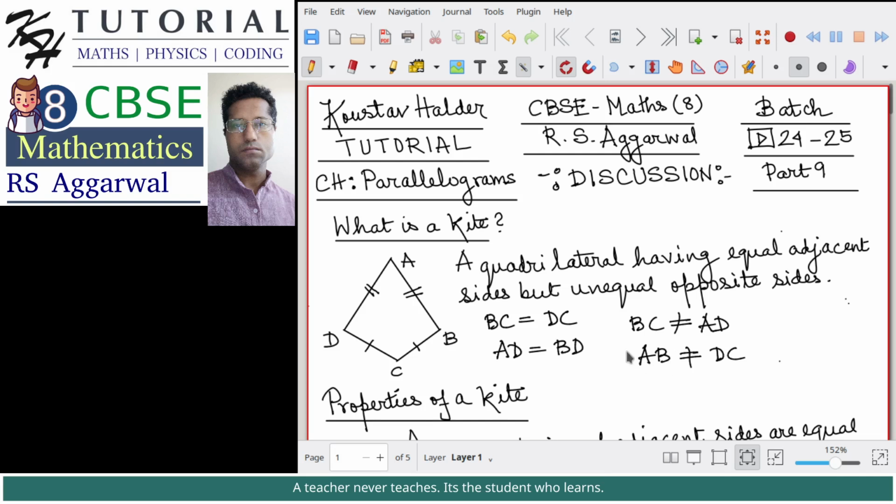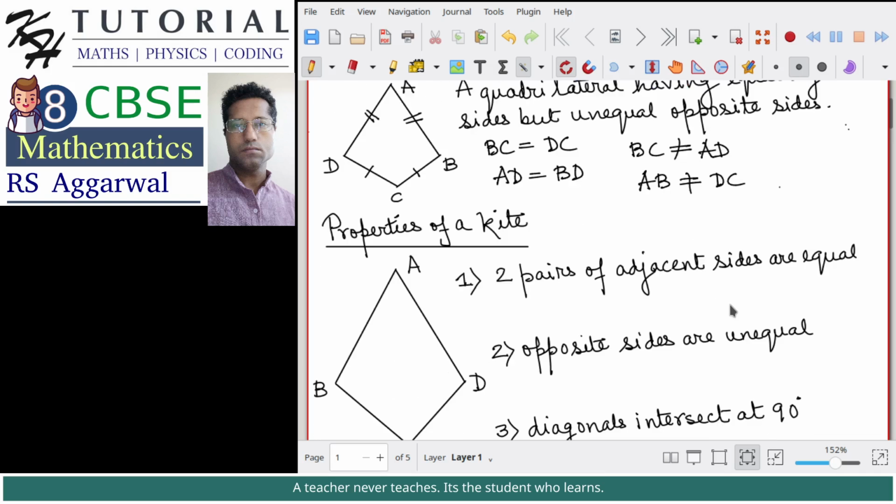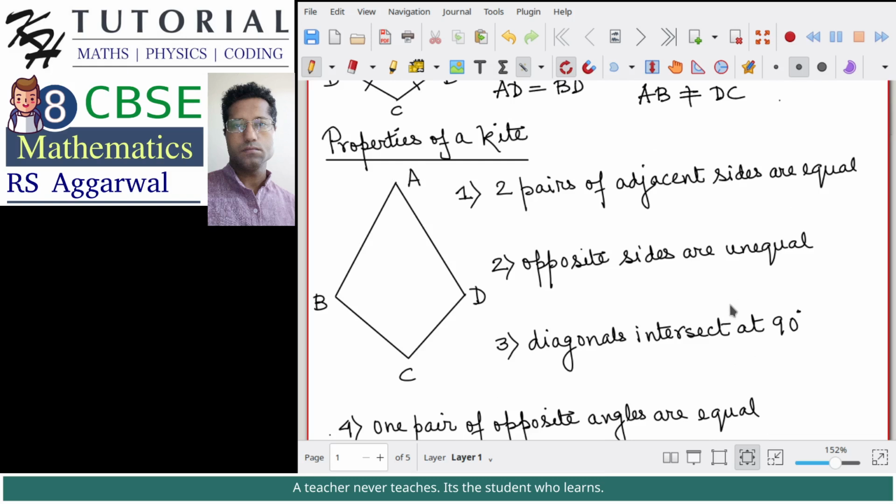Now what are the properties of a kite? We have a lot of interesting properties in a kite. First of all, from the definition, two pairs of adjacent sides are equal. So in this kite ABCD, the way it is drawn, one pair of adjacent sides BC is equal to CD, and the other pair of adjacent sides which are equal are AB and AD.